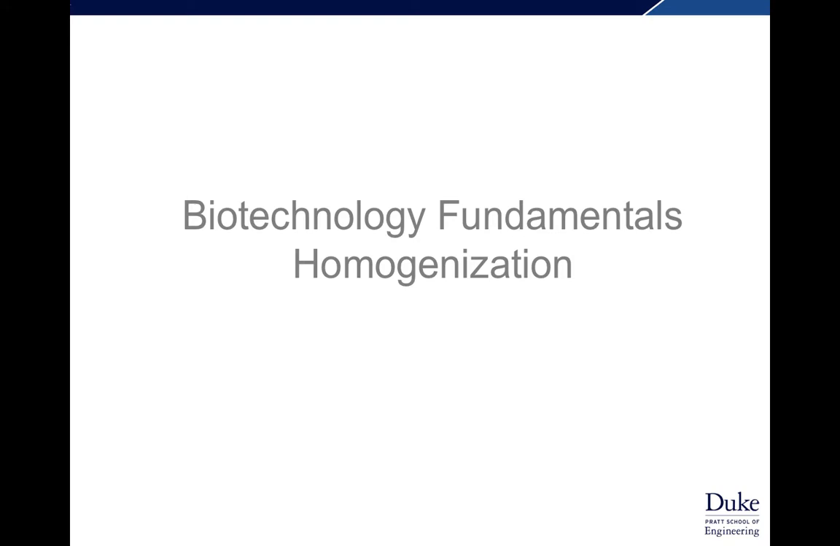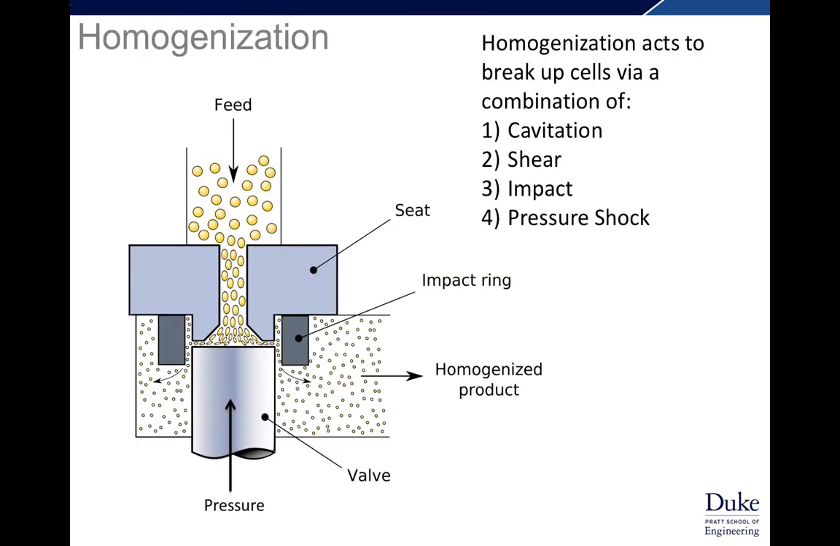In this brief video, we're going to go over some of the basics of cell disruption via homogenization, which is commonly used after you've collected your cells into a cell slurry after the fermentation to break the cells open and recover the protein that's inside the cells.